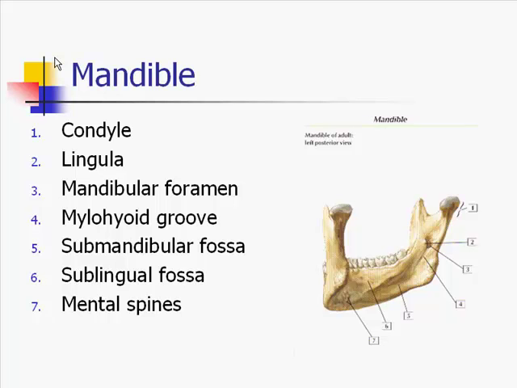Sublingual fossa is where the sublingual gland is located. Again, we'll be talking about glandular tissue later in the semester. Also, we didn't talk about the mental spines, number 7, which are also called genial tubercles. The genial tubercles are used as a point of attachment for different muscles.